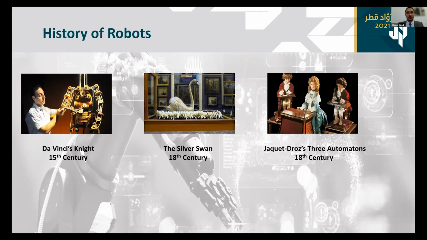Moving now to another example of robotics, which is the Jaquet-Droz three automatons. You can see from the right, there is a small doll that can write. The one on the left, the small boy, can draw, and the one in the middle can play piano. This was done in the 18th century purely with hydraulics, meaning with air power and water power and a couple of gears.